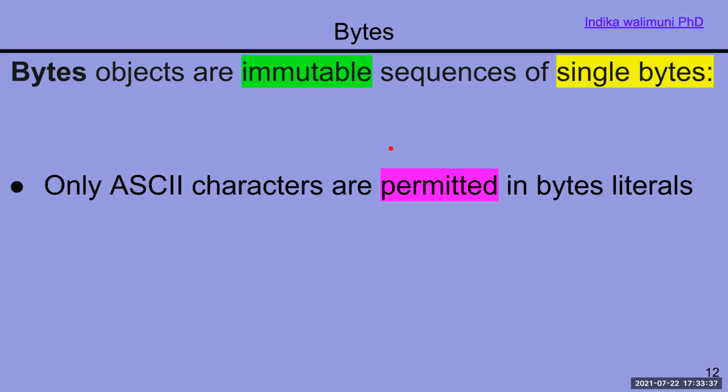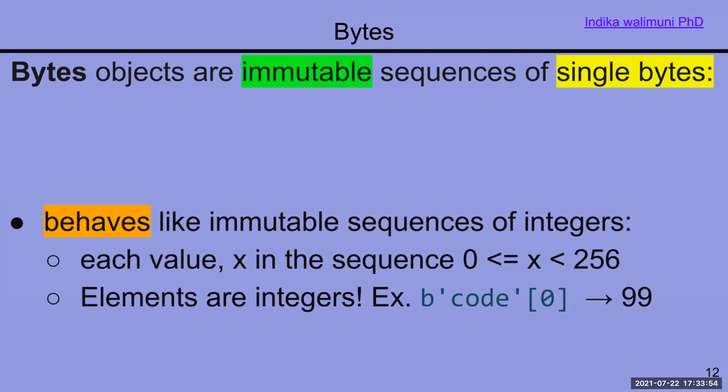They behave similar to strings, in fact. In any of these literals, only ASCII characters are permitted. Bytes objects behave like immutable sequences of integers. We use string literals to create them, but inside they are actually immutable sequences of integers.